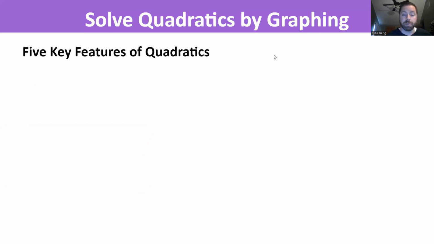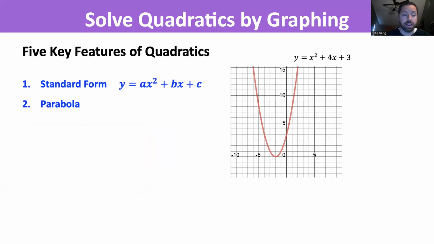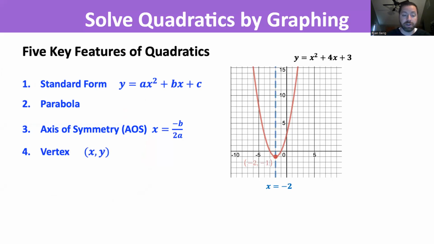So let's recap real quick what we talked about in the first couple videos, the 5 key features of a quadratic. 1, standard form, we've used it a lot. The shape is a parabola, it's a U shape. The axis of symmetry cuts the parabola in half, and it has a formula attached to it. We found the vertex. We did all of that in the first lesson.